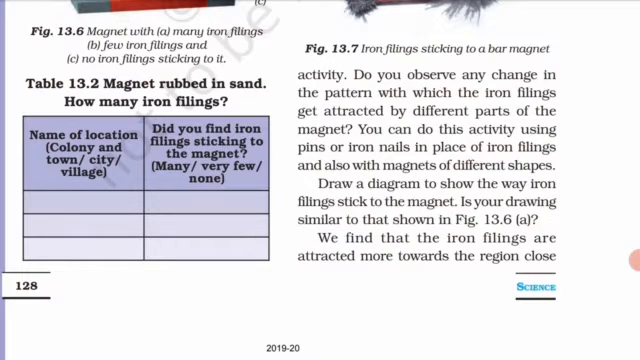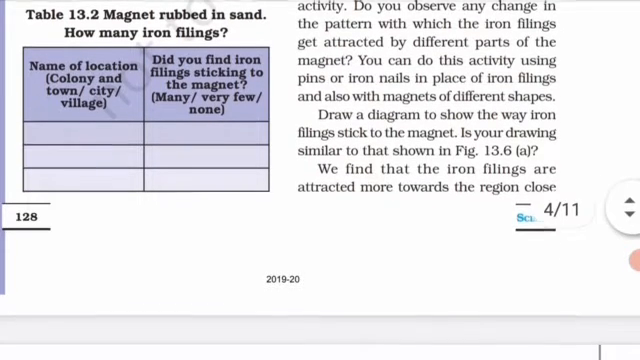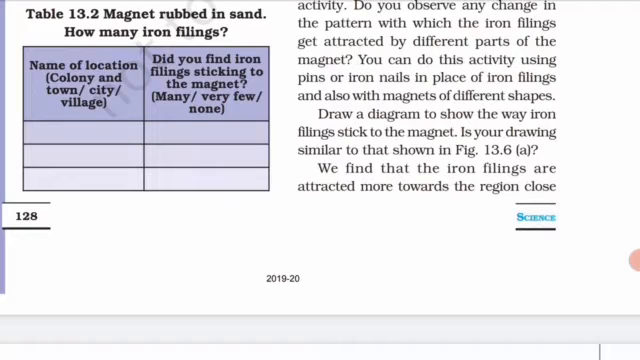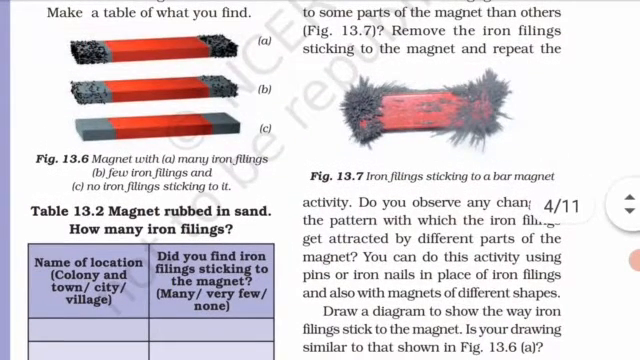You can do this activity using pins or iron nails also, if you don't have iron filings, and also with magnets of different shapes. Use different shape magnets also. Draw a diagram to show the way iron filings stick to the magnet. You can see it in this picture.